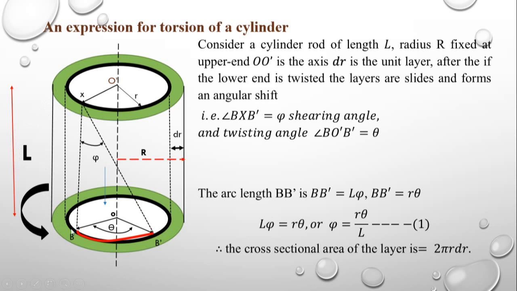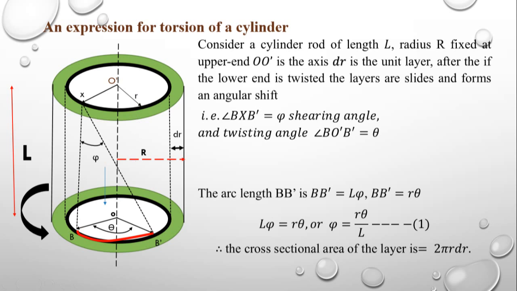That means XB is the length L, and the cylinder has radius capital R, the total radius of the cylinder, in which we shall consider an elemental layer. This is the elemental layer whose thickness is dr. The radius of the elemental layer, from here to here, is small r. Capital R is the total radius of the cylinder.